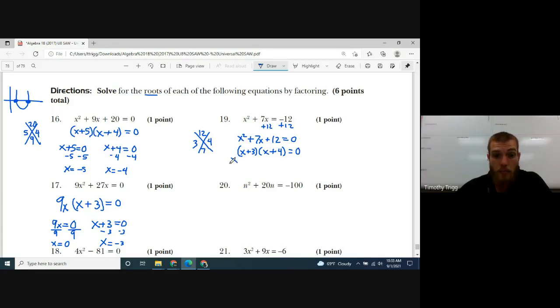So x plus 3 equals 0. x plus 4 equals 0. To solve this, you'd subtract 3 both sides, giving you that x equals negative 3. Here, subtracting 4 from both sides to get x by itself gives you that x is negative 4.